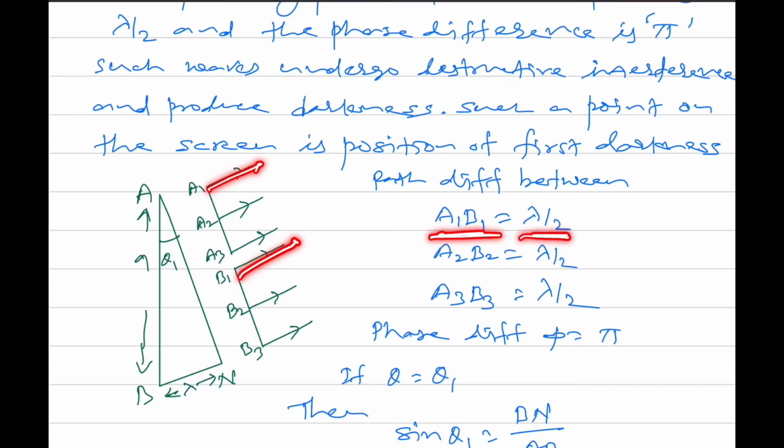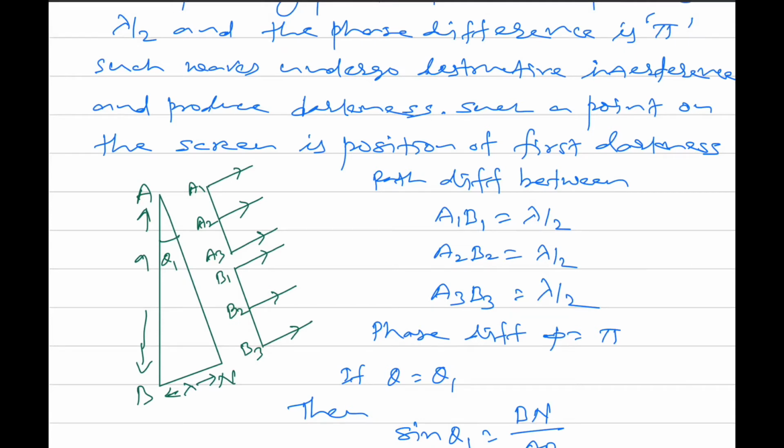How much is it? Lambda by 2. Why? Because the path difference between A and B is lambda. So half of that is what? Lambda by 2. Therefore, the path difference between A1, B1 is lambda by 2, A2, B2 is also lambda by 2, and A3, B3 is also lambda by 2.